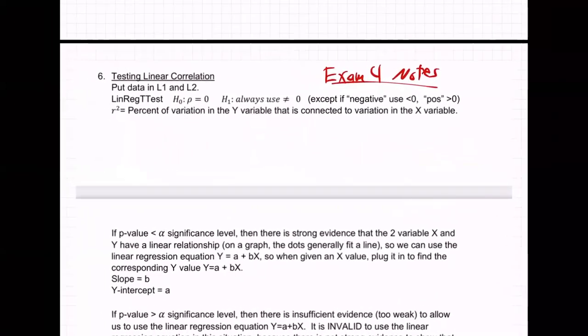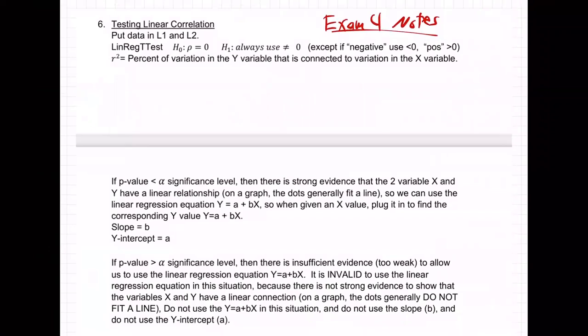Okay, so find the regression equation. Where's that? Go to the notes. Here's the exam 4 notes. Linear regression, right here. Linear correlation, linear regression, same thing. Regression, correlation, those are synonymous. It even says regression right here. Linear regression equation, that's what they asked us to find.